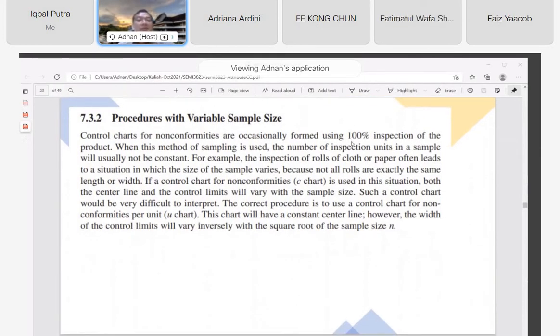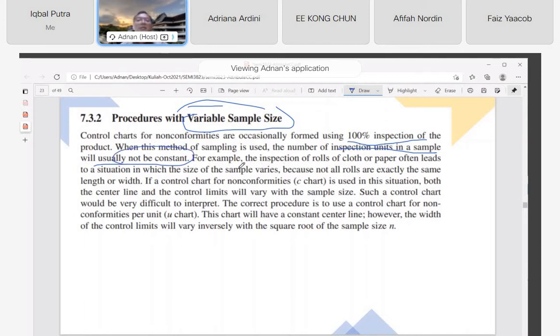So as I said, U chart is effective for variable sample size. Because attribute control chart, the inspection is normally 100%. So there are possibilities that the number of inspection units in the sample is not constant.